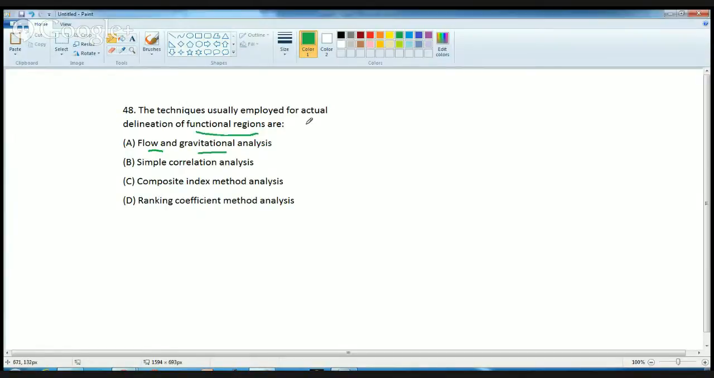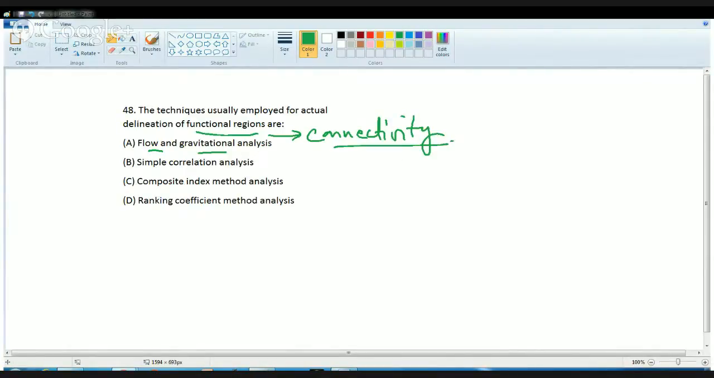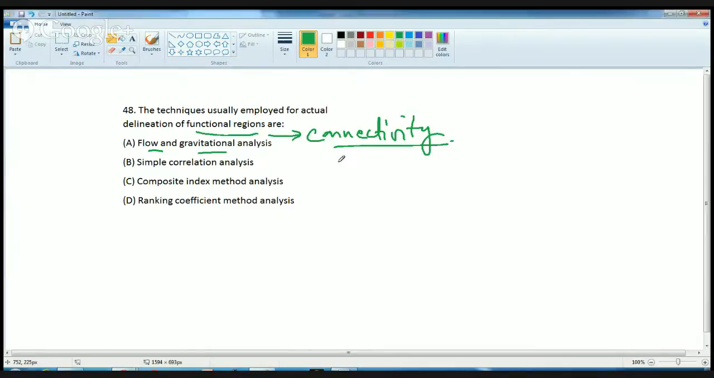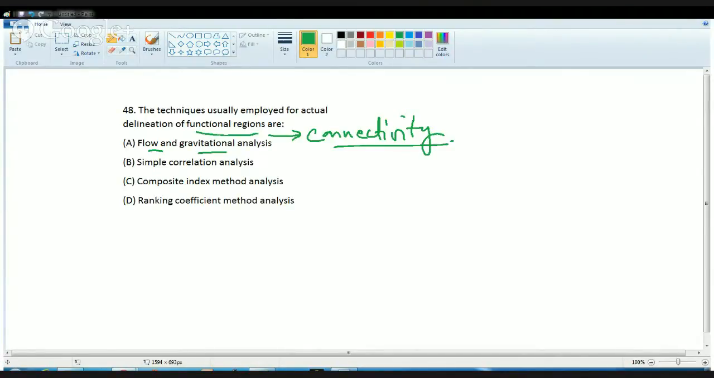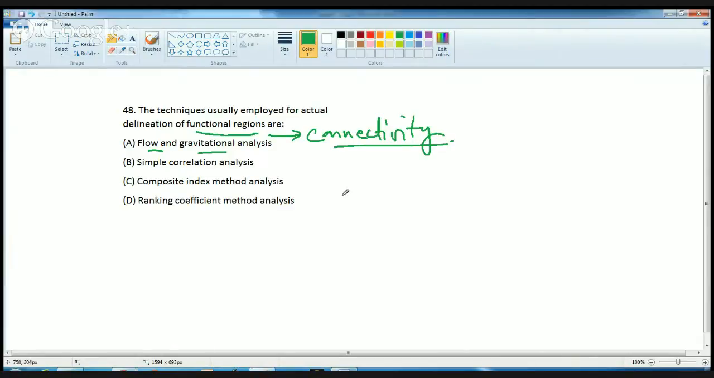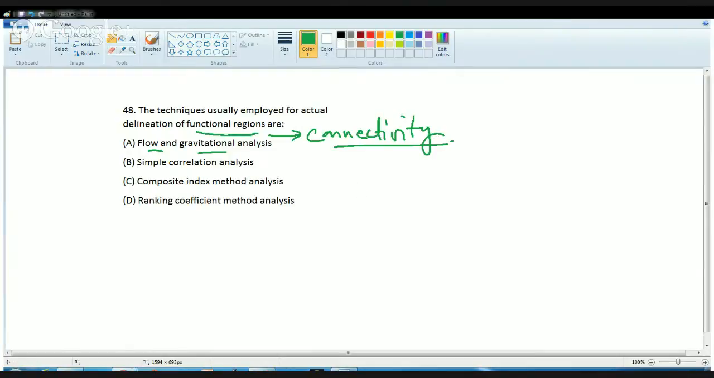Under these functional regions, we try to understand the concept of connectivity. There are various things we understand in this. First is the network analysis, and second is the spatial analysis. Network analysis would include the origin and destination metrics. And under the spatial analysis, we can talk about inverse distance weighted interpolations.